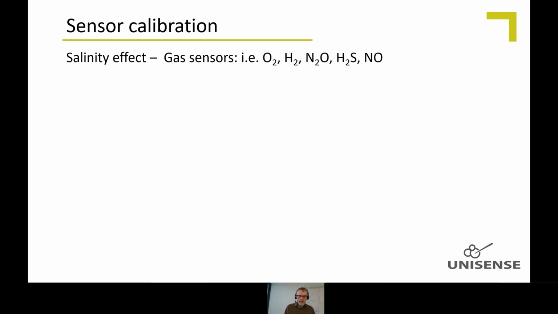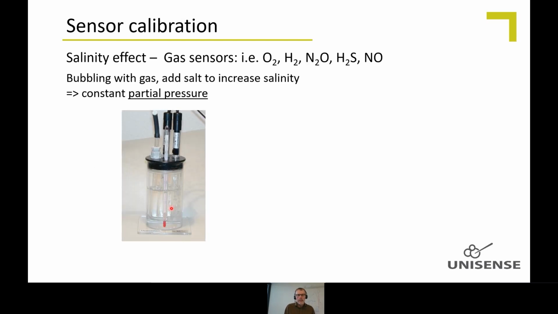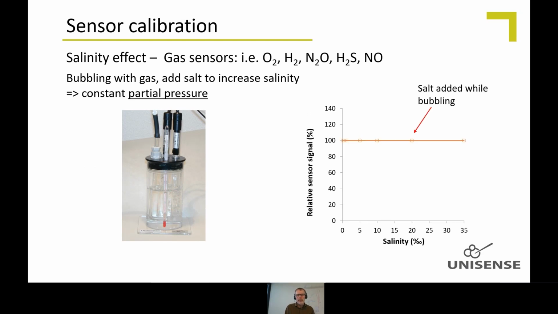In the first example, we keep bubbling with air in the calibration chamber, and then we add salt to obtain 6 different salinities, as you see here, up to full seawater salinity from fresh water. Now, when we are bubbling, we are continuously equilibrating the water with air, and that means we are maintaining the partial pressure in the water to be the same as in the air. And this is why we get the same sensor signal for different salinities.